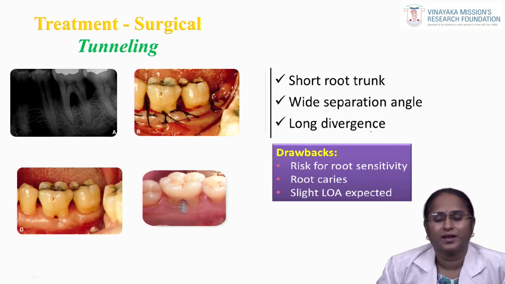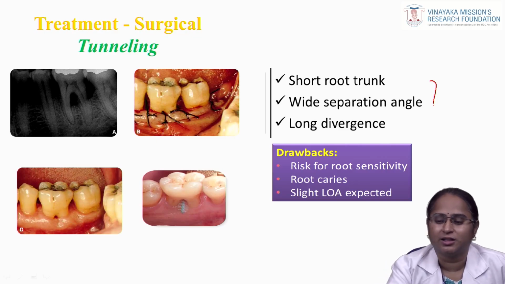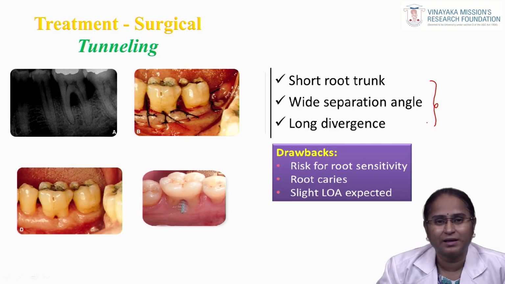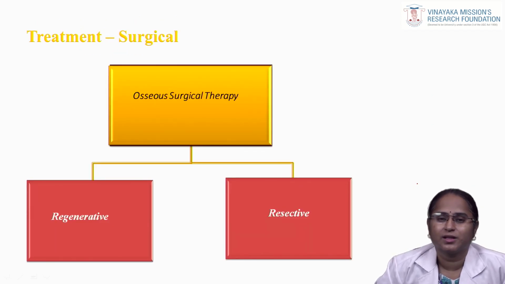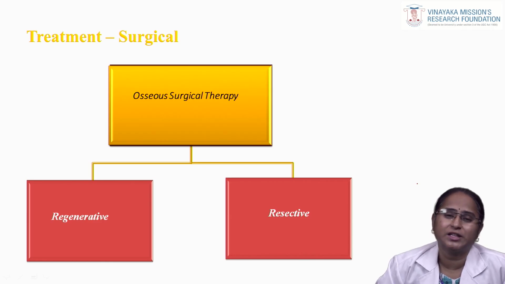Next procedure is tunneling. It is indicated in case of short root trunk, wide separation angle and large divergence. These are terminologies I have explained earlier. The drawbacks of this tunneling procedure are risk of sensitivity of the root and root caries. Next, osseous surgical therapies are divided into regenerative and resective procedures.